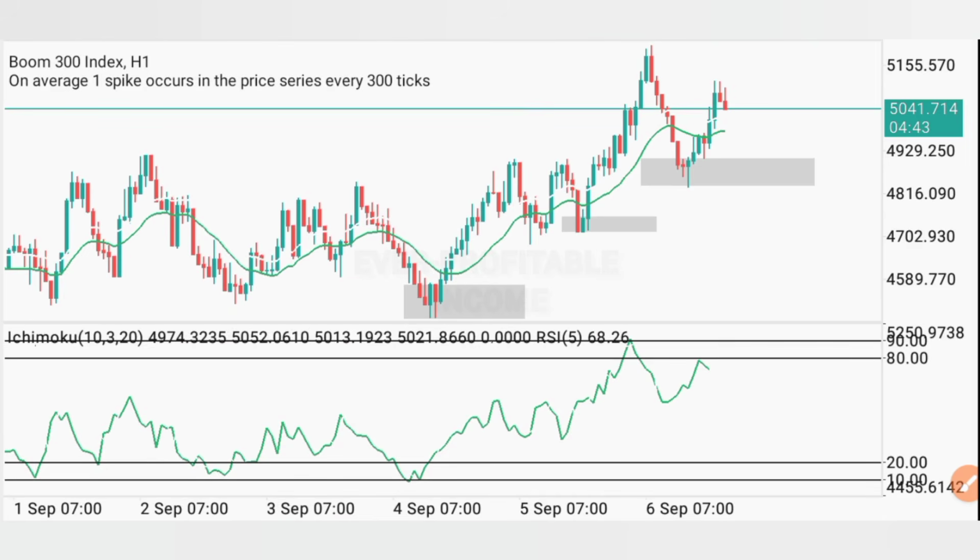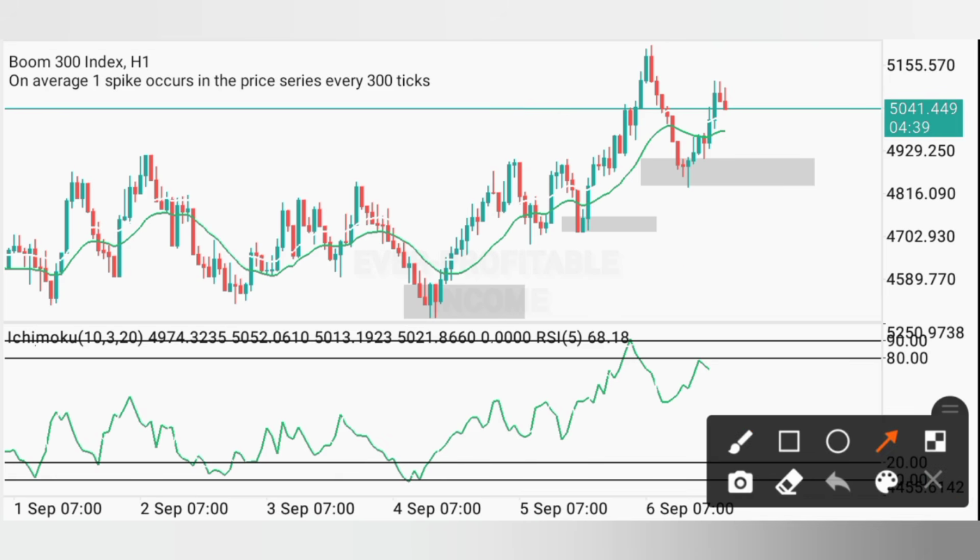Okay, so here we are. We have the indicators on our charts. On the main chart is your envelope, and on the indicator window is your RSI showing the levels, and then this is the Ichimoku. You can see it looks different from the Ichimoku you used to know. This is the exact strategy you can use to trade Boom and Crash and be profitable.